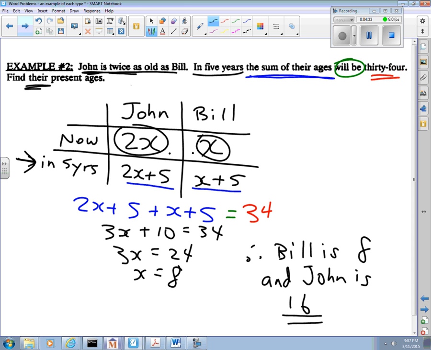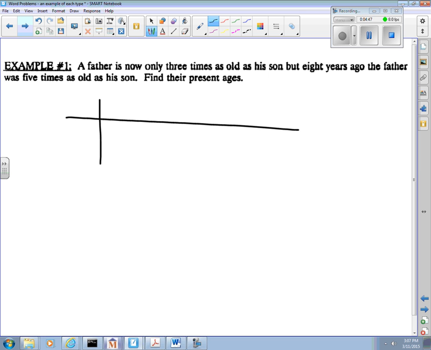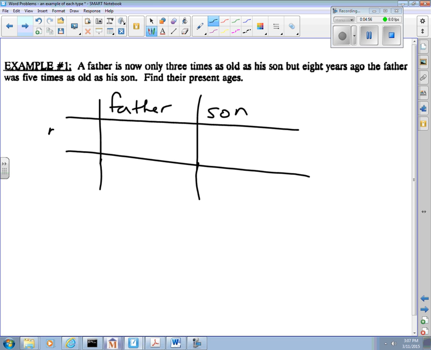One more example, and this one takes it one step tougher because the equation's tougher. Example 1 in the booklet. A father is now only 3 times as old as his son, but 8 years ago the father was 5 times as old as his son. So, we've got a father and a son. We've got 2 time frames. We have now and 8 years ago.